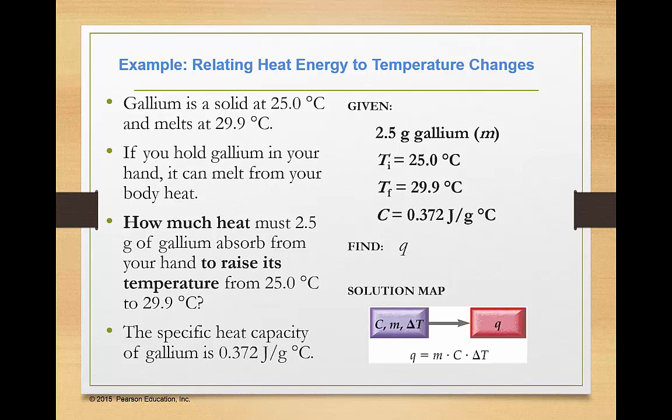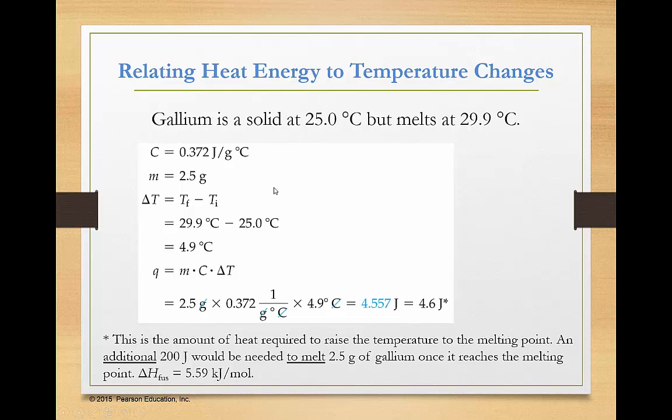Okay? So, solution map. We go to our formula. Q is equal to M times C times delta T. I have 3 of those. I can use that to get to what I'm looking for, which is Q.